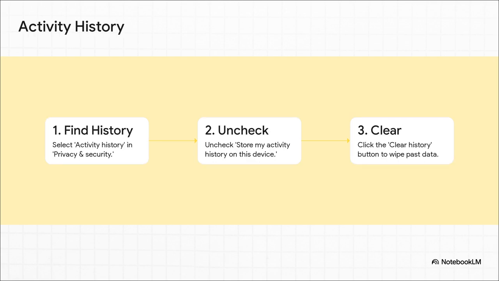You know that timeline feature that lets you jump back into what you were doing? Windows keeps a log of your apps and websites to make that happen. If that sounds more creepy than convenient to you, just go to Activity History. You can do two things here. First, uncheck the box to stop it from saving your history from now on. And second, hit that Clear History button to wipe out everything it's already logged.